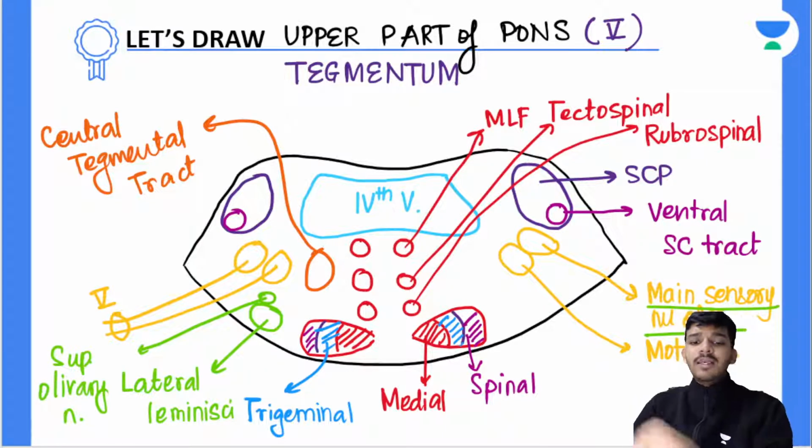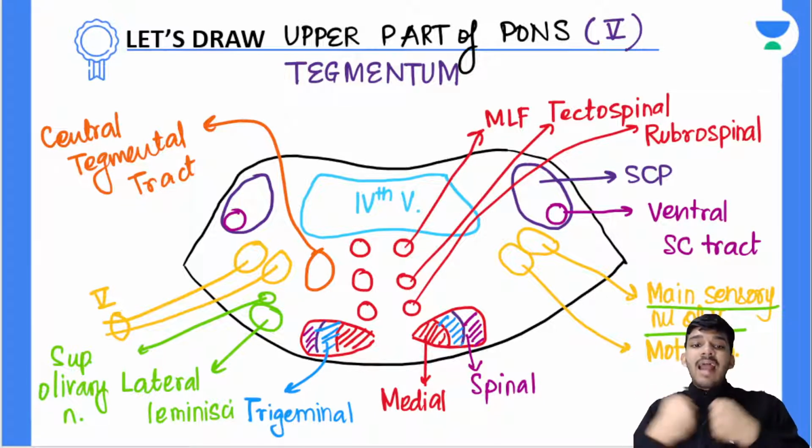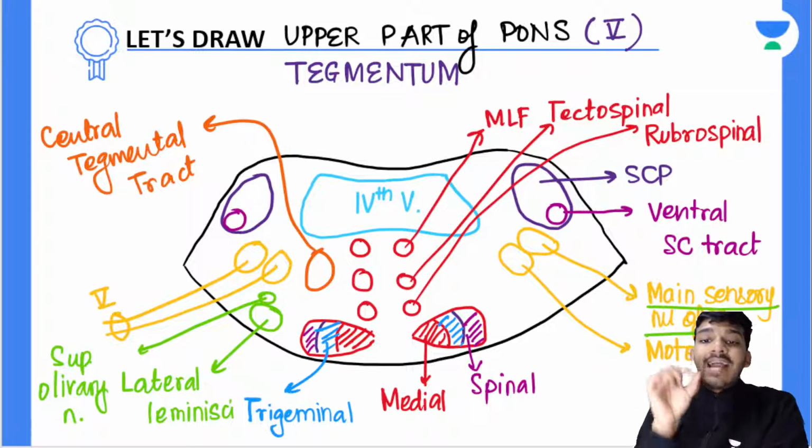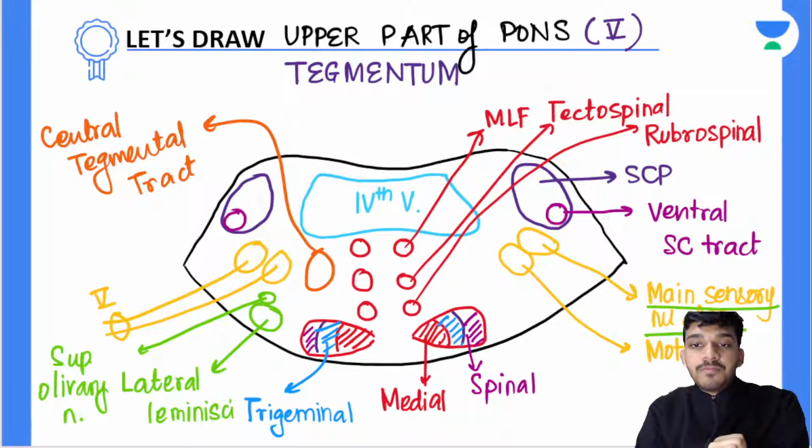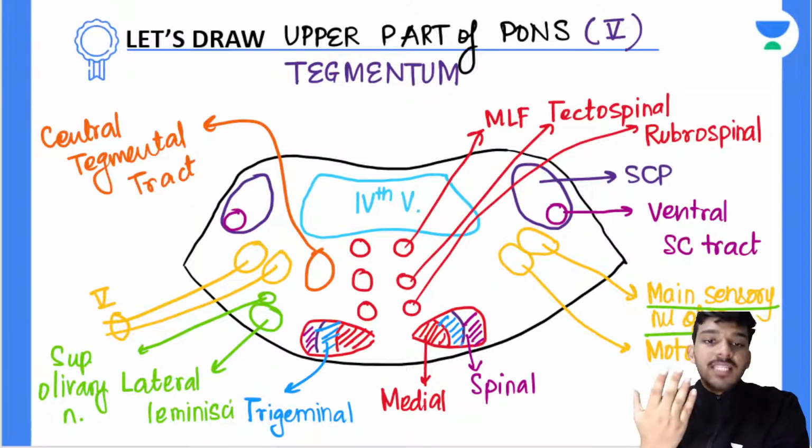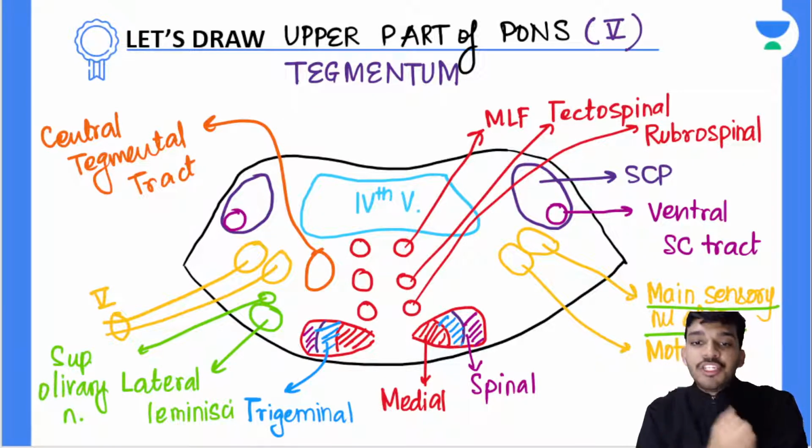Okay. So one thing I have not told you so far is about the central tegmental tract. What is the central tegmental tract? It includes ascending and descending fibers. The ascending fibers are coming from the nucleus tractus solitarius, right? And it is going to the thalamus. Okay. For taste sensation. It carries the taste sensation upwards.